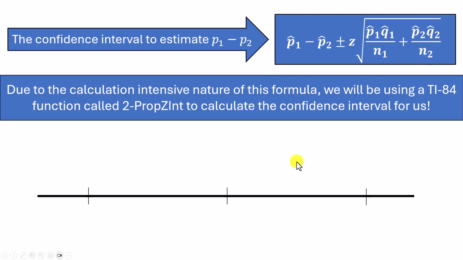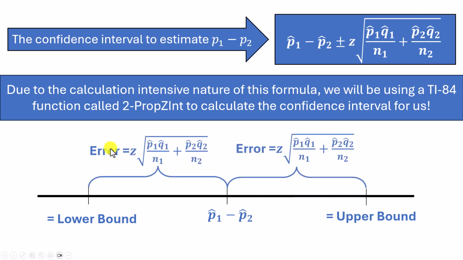We can visualize the confidence interval on the number line. We are trying to estimate the difference in the two population proportions, and our best estimate for that, sometimes called the point estimate, will be the difference in sample proportions. Somewhere below that we will have our lower bound, and somewhere above that we will have our upper bound, and the distance between those will be the margin of error, everything after the plus or minus in the formula. Don't worry, you won't have to plug into this formula if you're one of my students because we are going to be utilizing the TI-84 calculator, but this is how it will be done.